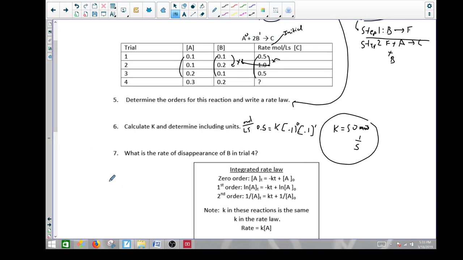So K is 50 times A, which is 0.3, and B, which is 0.2, and this guy is to the first, this guy is to the 0. So really the concentration of A doesn't matter. So it's going to be 0.2 times 50, which equals 10 moles per liter per second. Yep, there you go.